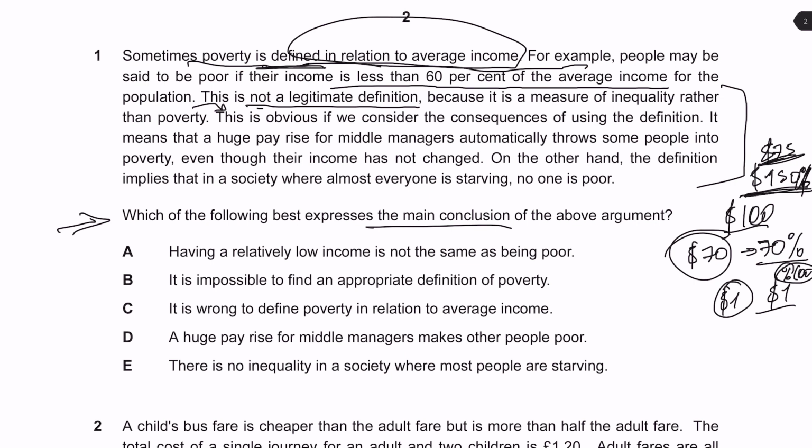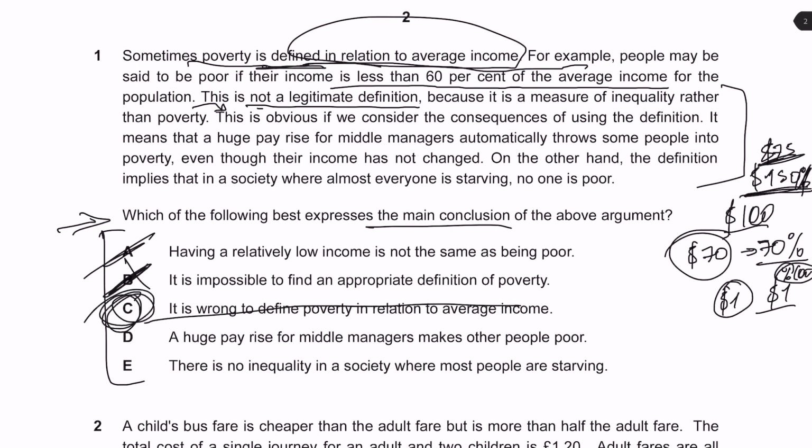So let's find the answer from these options. Having a relatively low income is not the same as being poor. No, we're not interested. We are interested in the definition of poverty. Okay, and which proves that this definition is not right. It is impossible to find an appropriate definition of... no. This is not what we're interested in. This is not the conclusion of the text. It is wrong to define poverty in relation to average income. Yeah, this is what we want, okay?